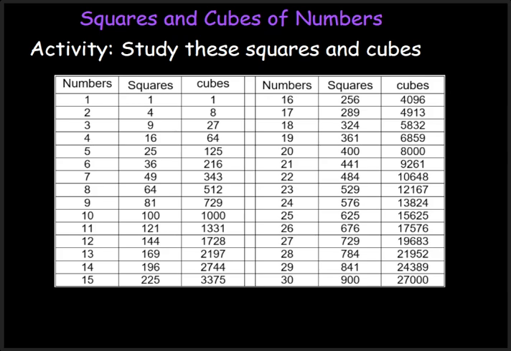And then we also go to squares and cubes of numbers. We'll just be looking at this activity. Study these squares and cubes. What do we call squares? Squares means raised to power 2. For example, 3 raised to power 2, that's a square. 4 raised to power 2, that's 4 square, and this is 3 square. Then what do you mean by cube? Cube means raised to power 3. For example, 2 raised to power 3 and 9 raised to power 3, these are cubes. So raised to power 2 is square, and raised to power 3 is cube.